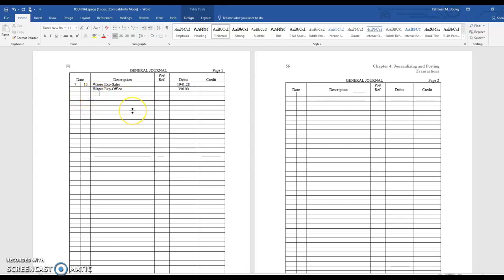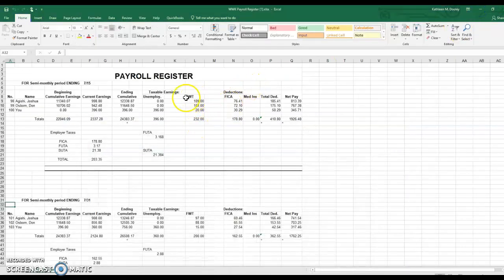Now we're going to credit the employee's income tax payable, and that is the amount that's taken out for federal withholding tax. So the FWT stands for federal withholding tax. Sometimes you'll see FIT, federal income tax. And the account in our chart of accounts is called employees' income tax. All means the same thing.